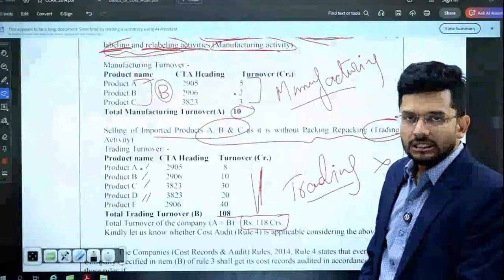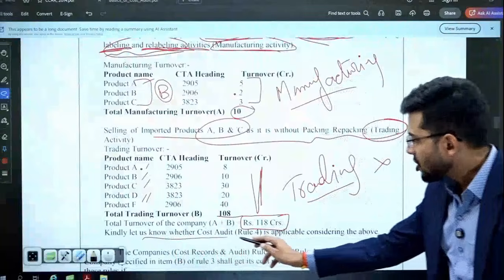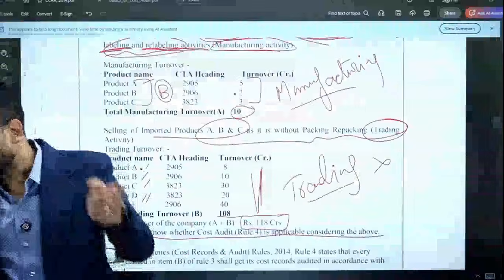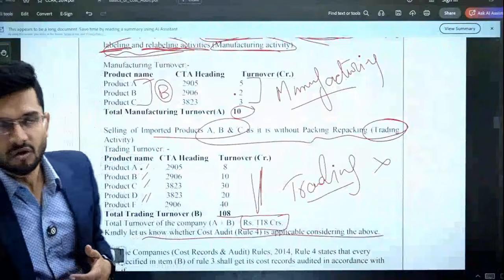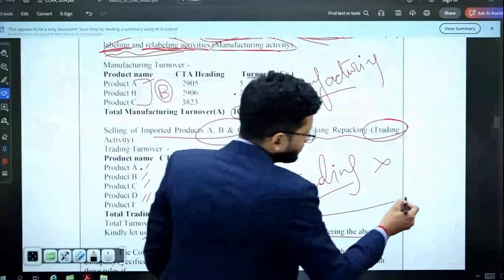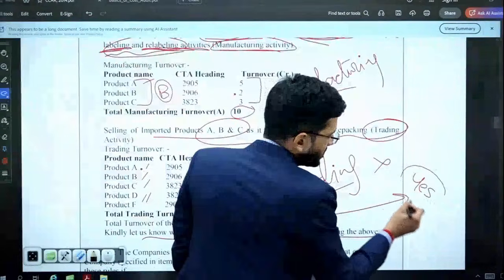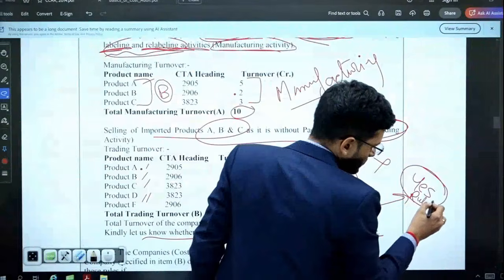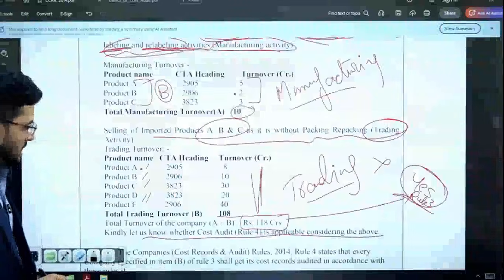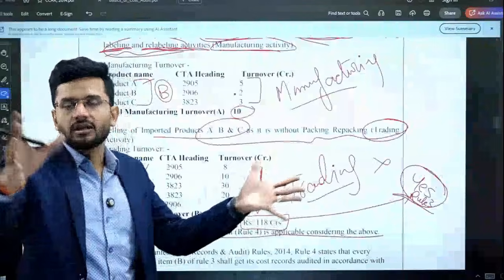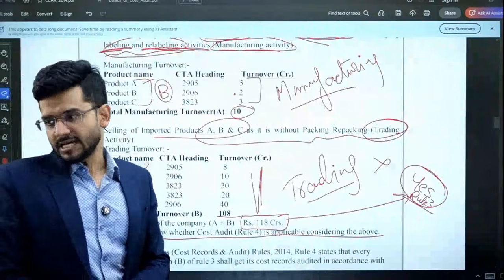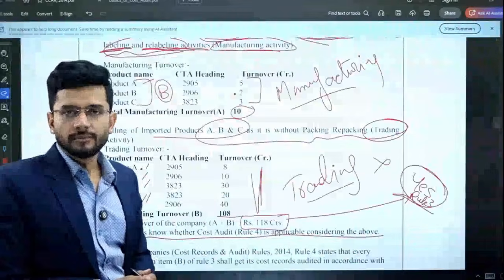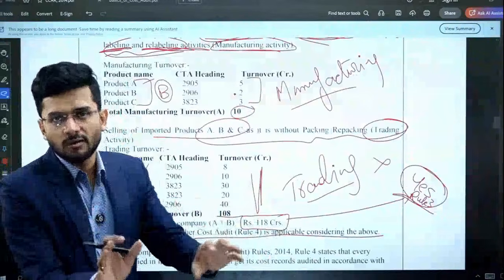Now the question is whether cost audit is applicable considering the above. First, tell me whether cost records are applicable in this case. The turnover is more than 35 crores, so yes, cost records are applicable. Rule 3 will very much be applicable since the total turnover of the company is more than 35 crores. I will also tell you how to present the answers. So yes, Rule 3 is applicable and cost records are required to be prepared.